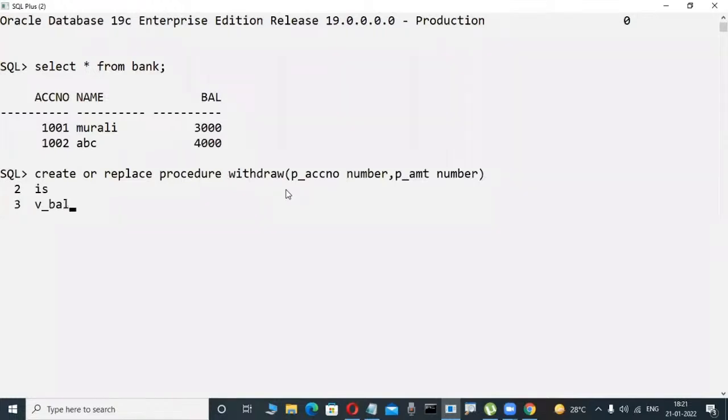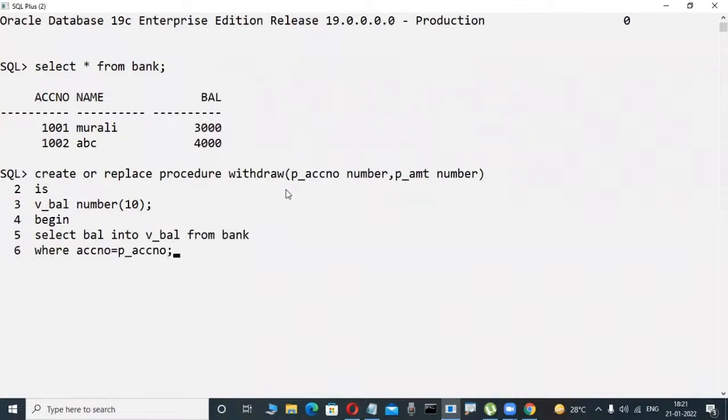I want to find out the balance. Whenever we insert an ATM card and try to withdraw, it checks the balance. Now check it out, concentrate here. There is some code: select balance into v_balance from bank where account number is equal to something. You don't have an idea about these things, but observe them logically. These are all very easy actually.